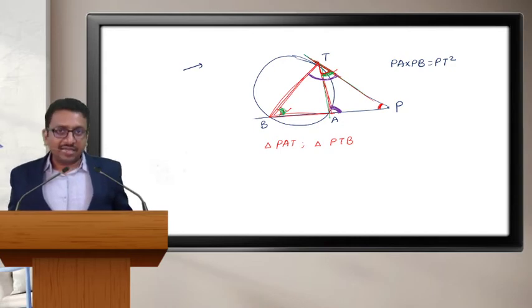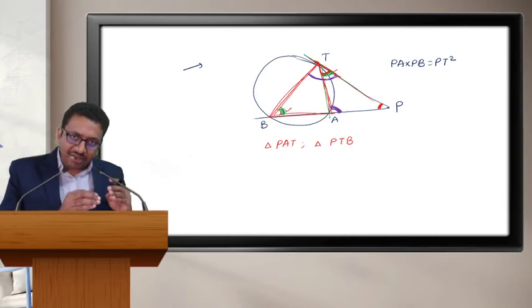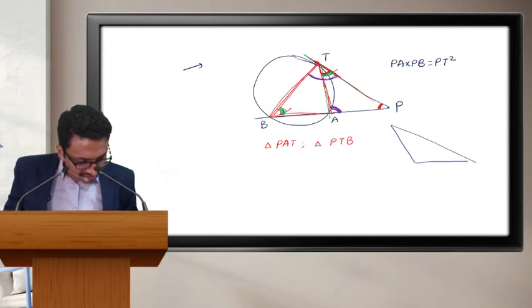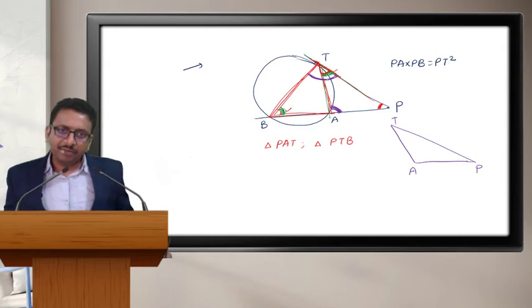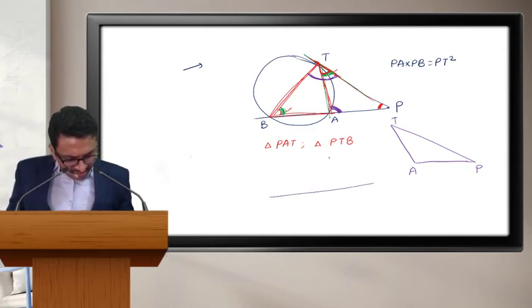Look carefully, this is very crucial here. Let us draw the two triangles separately and see. So if you take PTA, it is looking something like this. PTB is looking something like this. Yes or no?